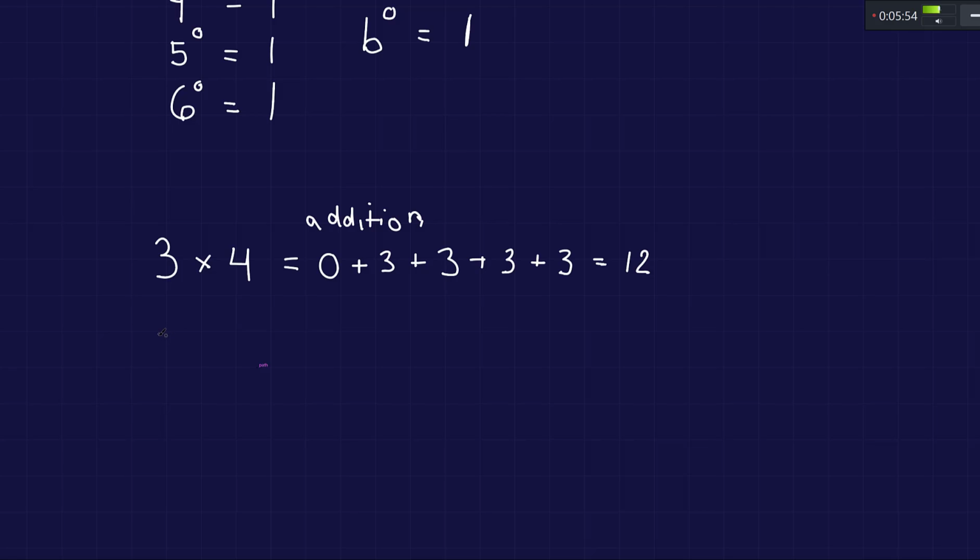Okay, but what happens when I say 3 times negative 4? Well, instead of adding 3 4 times, we're going to subtract 3 4 times. So this is the same as saying 0 minus 3 minus 3 minus 3 minus 3. And that's going to give us negative 12. And this is subtraction when we have a negative number and we're multiplying.